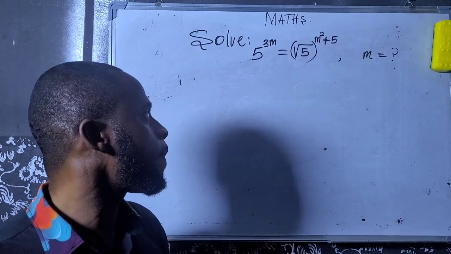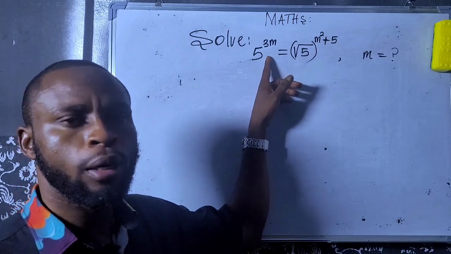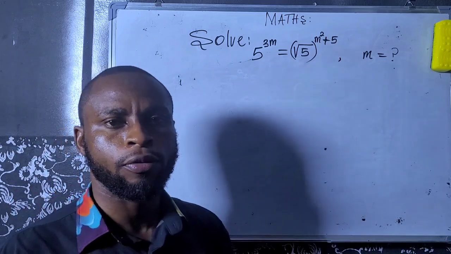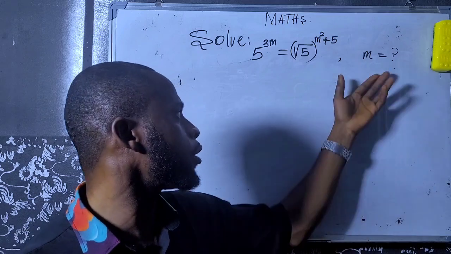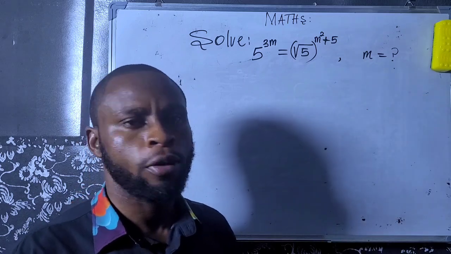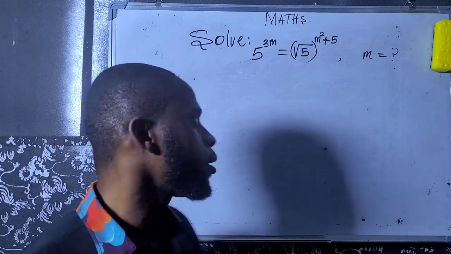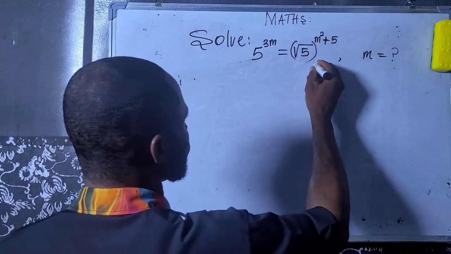In this video, we are going to provide a solution to this exponential equation here on the board. We have to solve 5 to the power of 3m equals square root of 5 to the power of m squared plus 5. Then here, we have to find the value of m that will satisfy this given equation here. I put here solution.